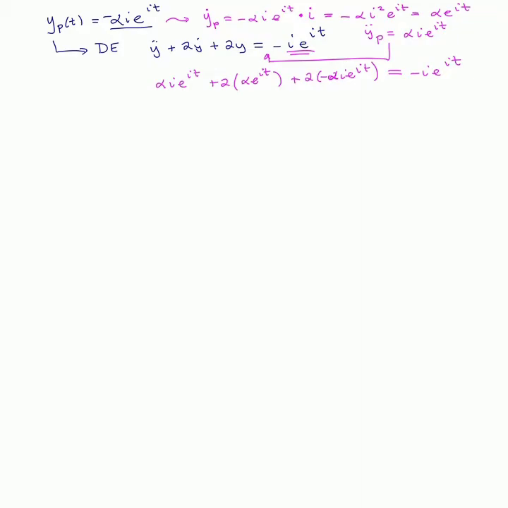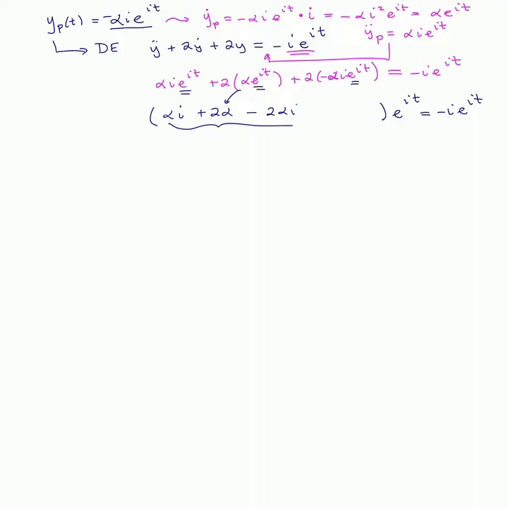Okay. Let's see, now you get to simplify this a little bit. Every term has an e to the it in it, so we'll go ahead and factor the e to the it out. And what's left is alpha i. There's a 2 alpha from the middle term here, and then minus 2 alpha i. Okay, and that's supposed to be equal to minus i e to the it.